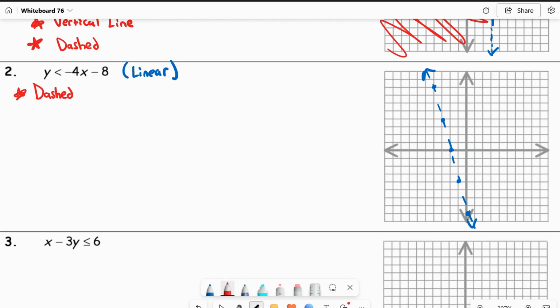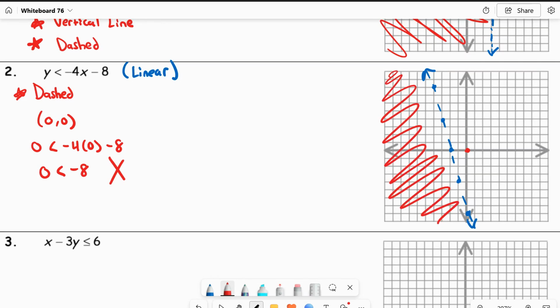Once again, I'm going to test a point. Like I said, you have to test a point not on the boundary line. And if 0, 0 is not on the boundary line, that is what I would typically test. Once again, for this process, we're going to plug in 0 for y and x. So I've got 0 is less than negative 4 times 0 minus 8. That's going to simplify to be 0 is less than negative 8. Obviously, this is a false statement, so I'm going to shade the side that does not contain 0, 0. So I'm going to shade the negative side of this inequality.